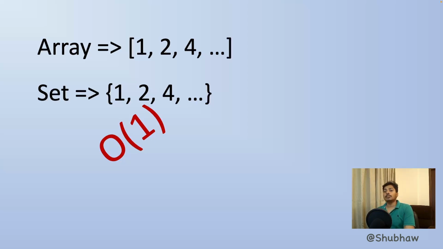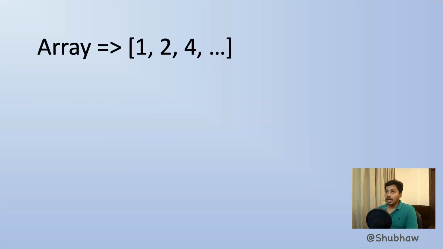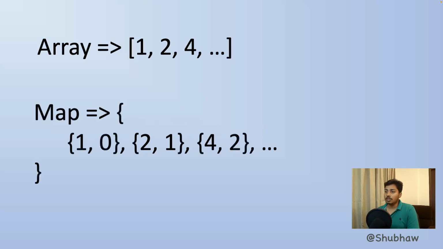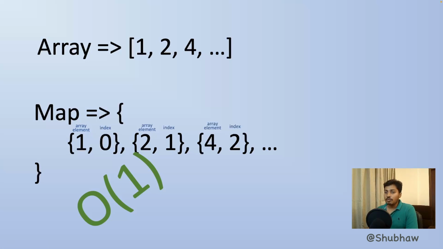So then we can make use of a map data structure, right? A map stores key value pairs. So we can store the element and its index as a key value pair, so that for 1 we can store 1 comma 0, for 2 we store 2 comma 1, for 4 we store 4 comma 2. And every time we need to check whether a number is already present in the map or not, we can find it in O of 1, right? So this looks like a valid data structure.